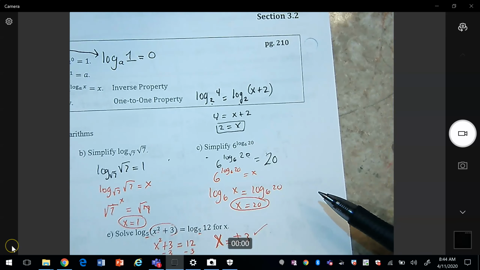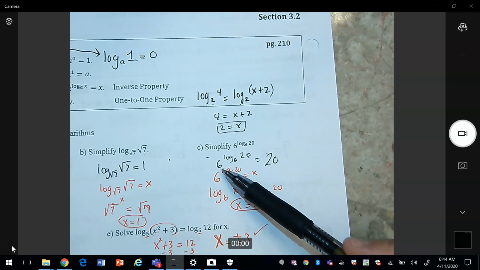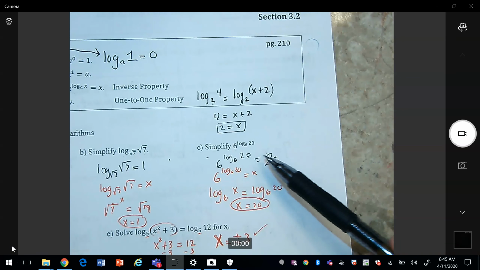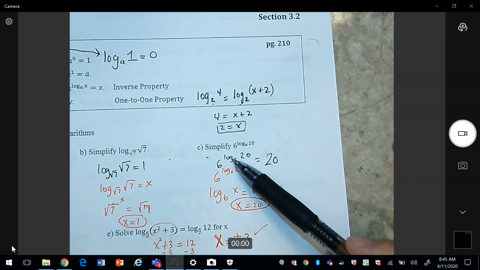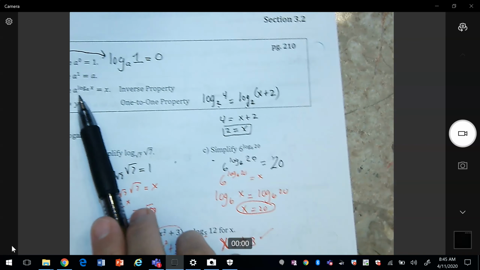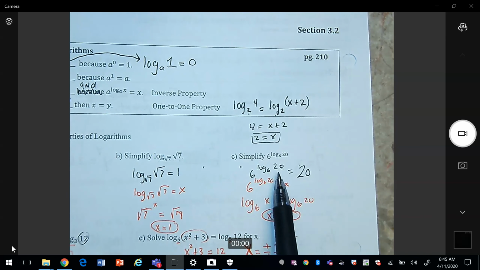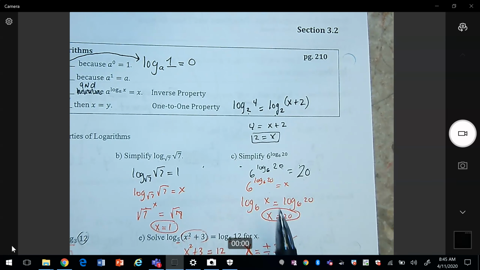Letter C. For letter C, we have 6 raised to the power of log base 6 of 20. And so this is the property number 3, which is here. And so my answer here would just be 20. We can work it out by setting it to exponential function. So we would get x is equal to 20.